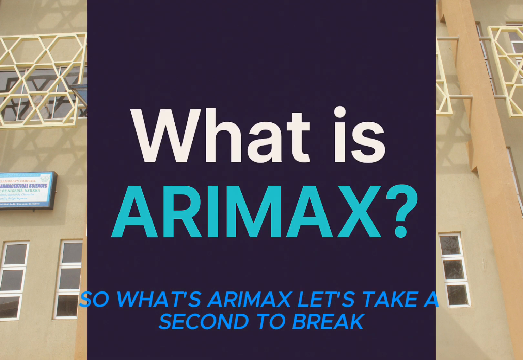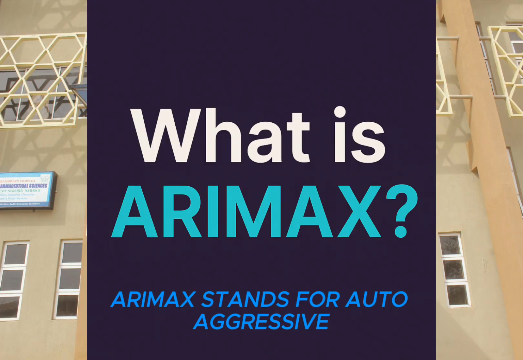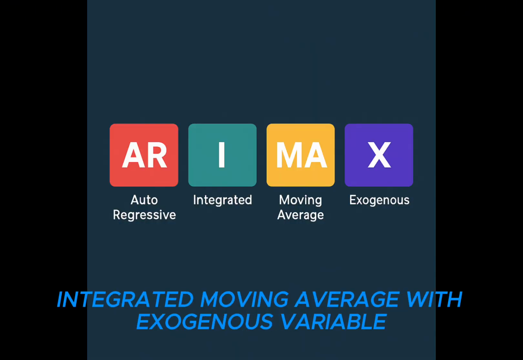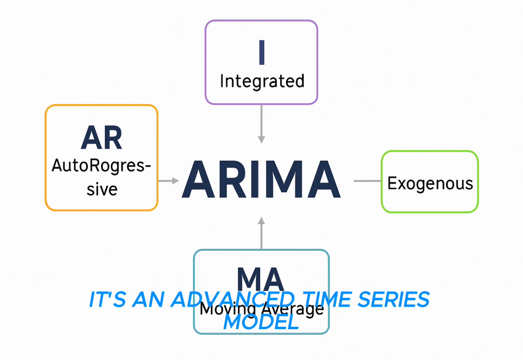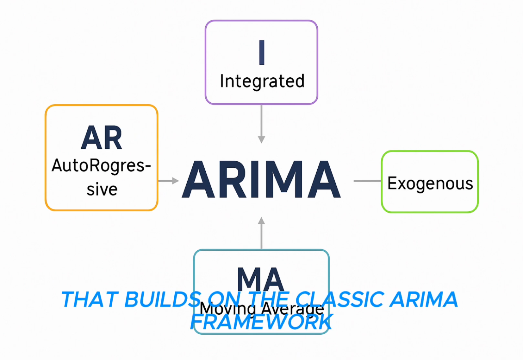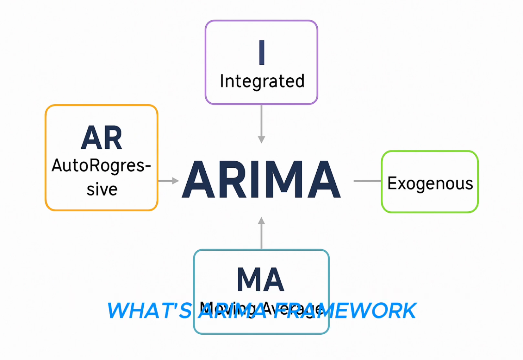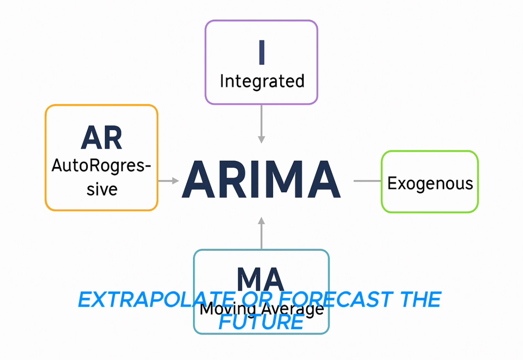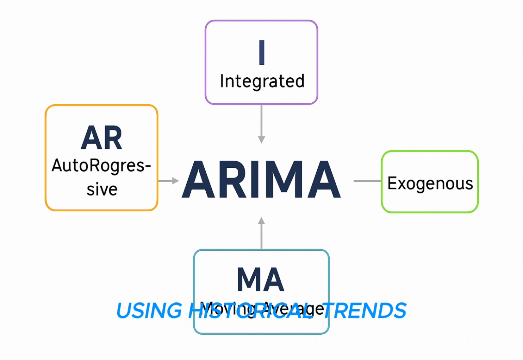Let's take a second to break ARIMAX down. ARIMAX stands for Auto-Regressive Integrated Moving Average with Exogenous Variables. It's an advanced time series model that builds on the classic ARIMA framework. What's the ARIMA framework? ARIMA is a framework that extrapolates or forecasts the future using historical trends.